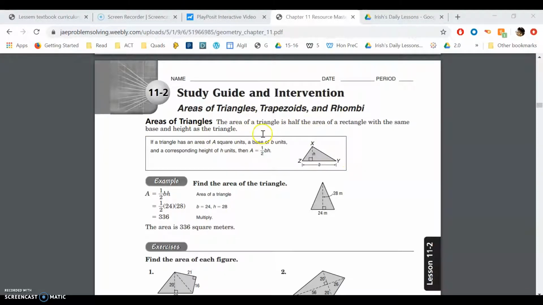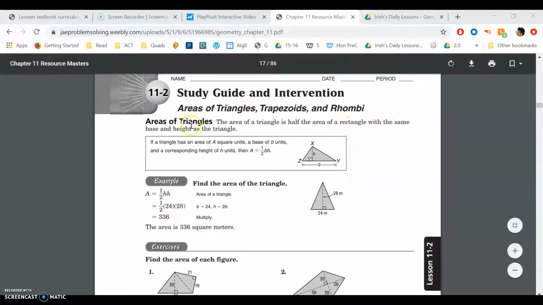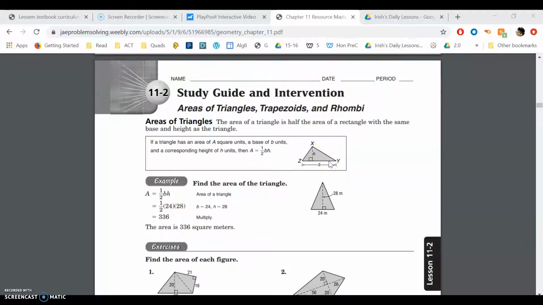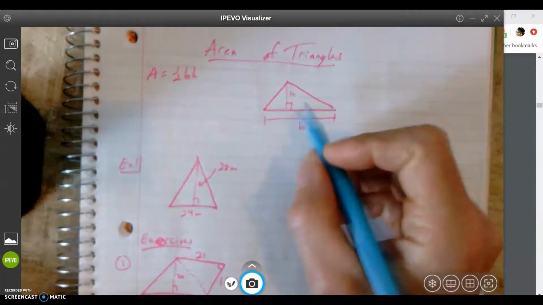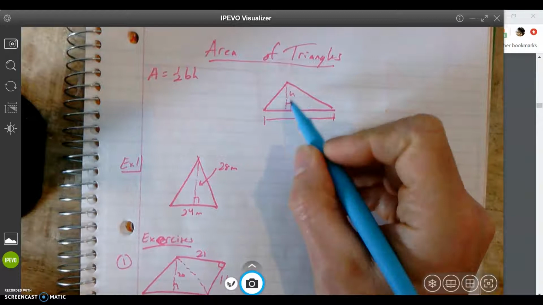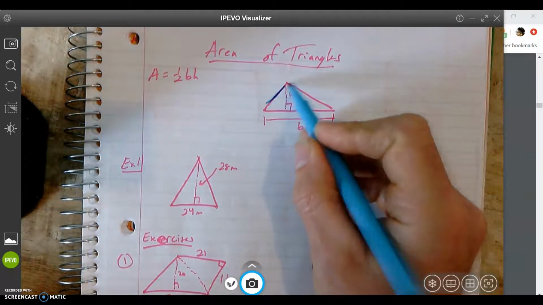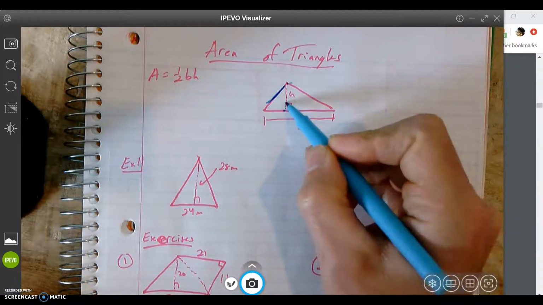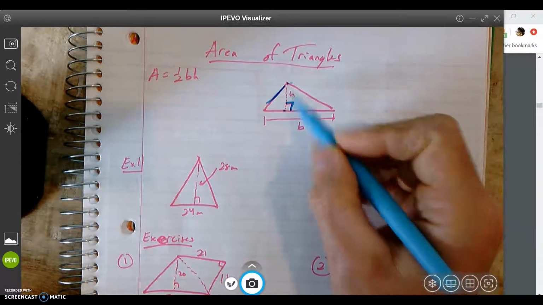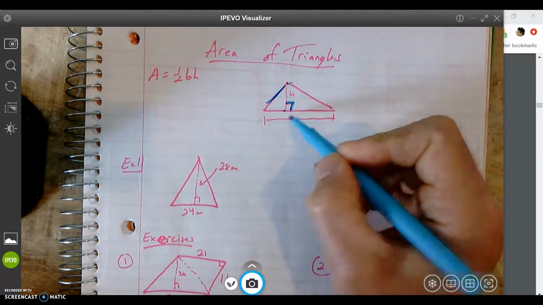Write down all this. The area of a triangle is half the area of a rectangle with the same base and height as the triangle. And here's a picture. Area equals 1/2 base times height. Okay, so what does that mean? Well, let's see. So area is 1/2 base times height, and so here's the base, here's the height. So the height is not this side or this side. It is from the top of the triangle to the bottom of the triangle that makes a perpendicular angle right there.